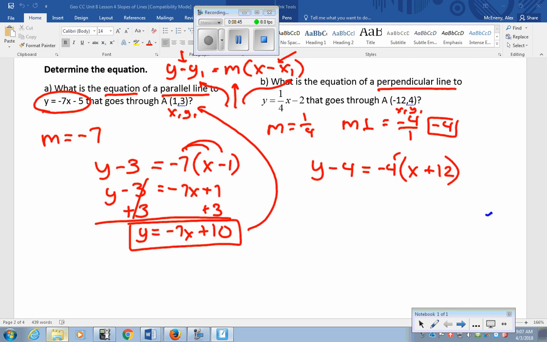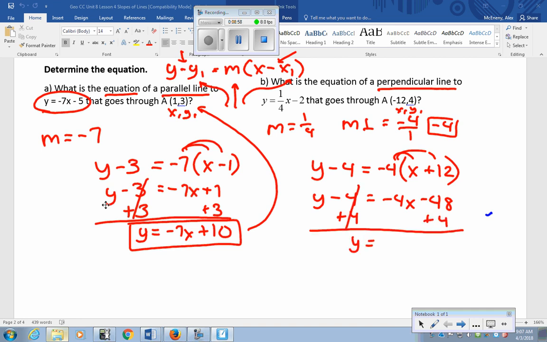So same thing like we just did, distribute it, and then I'm going to add that 4 to each term. You get y equals -4x minus 44. And again, you could take the graphing calculator, put that equation in, and just check and make sure that point is on that equation.